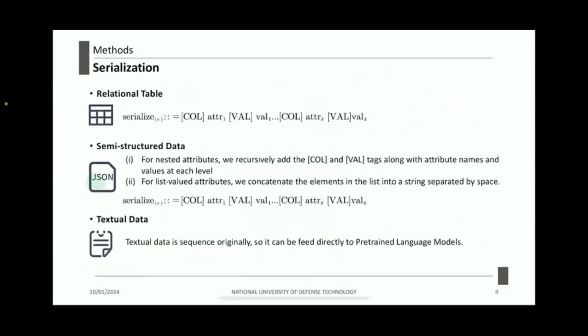Since pre-trained language models require a token sequence as input, a key step is to convert records into token sequences. We design a serialization method that transfers original structured or semi-structured data into a token sequence while preserving the structural information. For a relational table, in the serialization method we add special tokens before the attribute names and the attribute values.